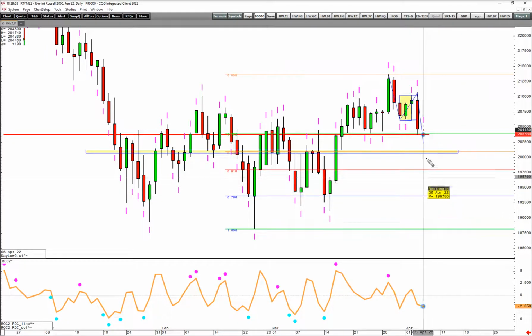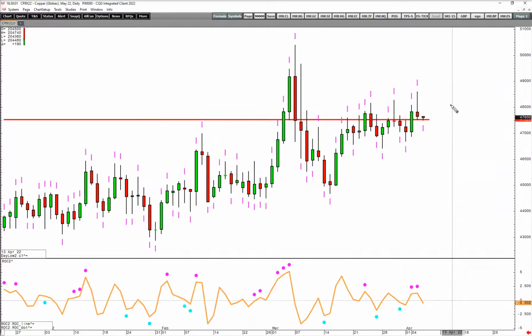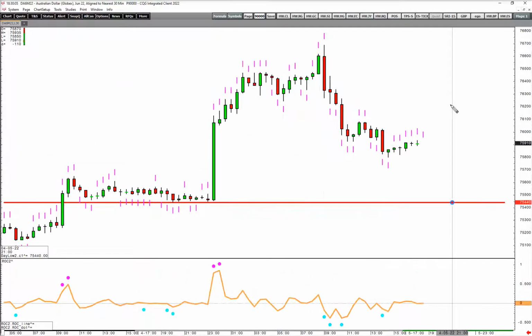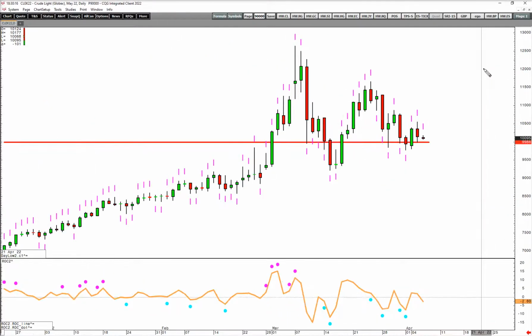That's about all I had for today. Again, copper is my favorite setup. This Australian dollar also, testing higher. It's a good risk reward. You've got a very small risk bar. Beyond that, I'd probably look at crude if we took out the downside.